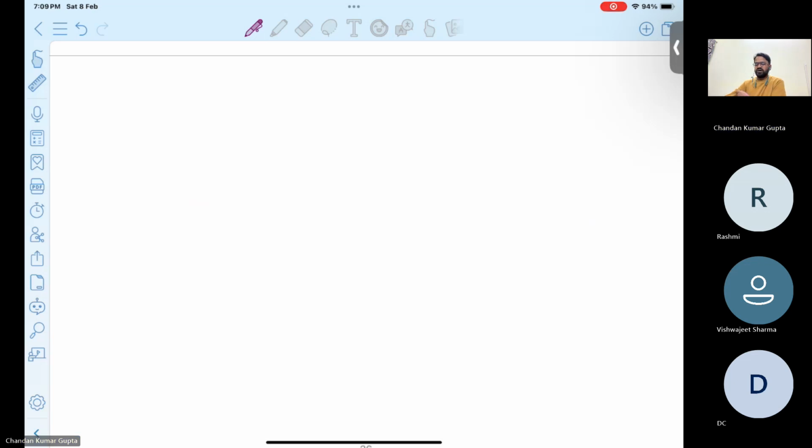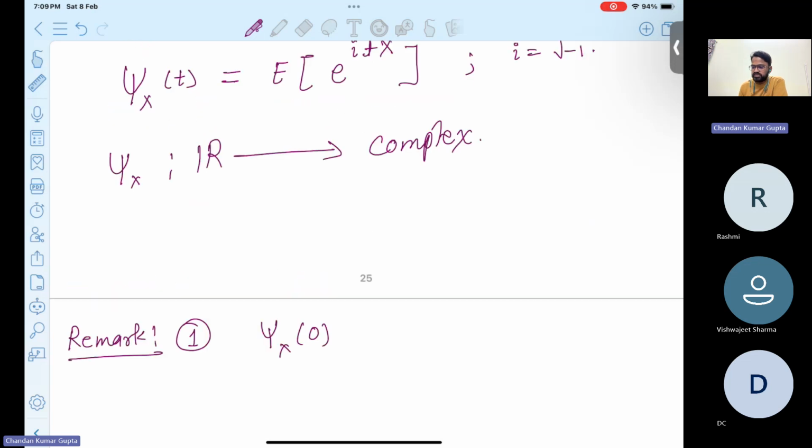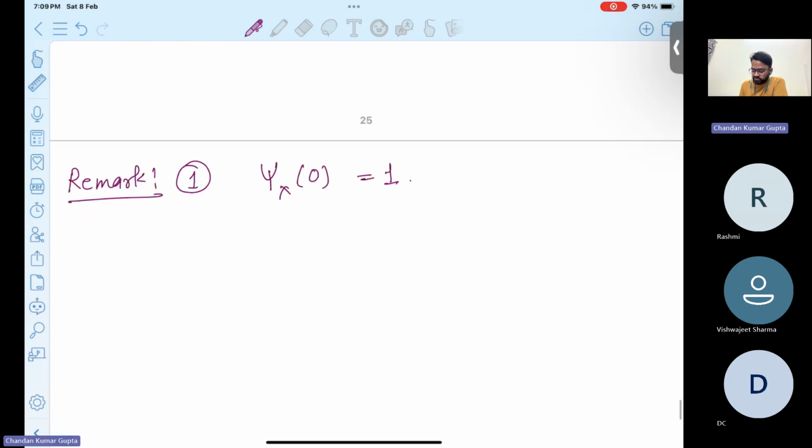Again, there are some remarks also. Let me write the remarks as well. For the characteristic function psi X(t) at t equal to 0, the value comes out to be 1. Also, this value is bounded by 1. The modulus value of psi X(t) is always either less than 1 or equal to 1.